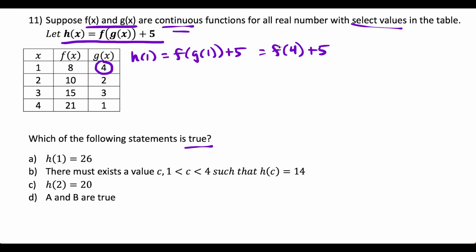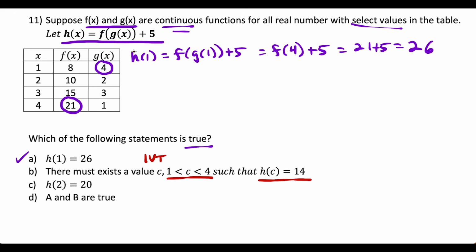So now I'm going to go searching for f of 4. So x equals 4, and the values for f of x here tell us that at x equals 4, f of x is equal to 21. So we have 21 plus 5, which is equal to 26. So choice A verifies, but now we have to keep going to see if choice B verifies. So far A is good, but now if we go further, what we have is there must be a value C where C is between 1 and 4 such that h of C is equal to 14. So this is shouting out the intermediate value theorem.